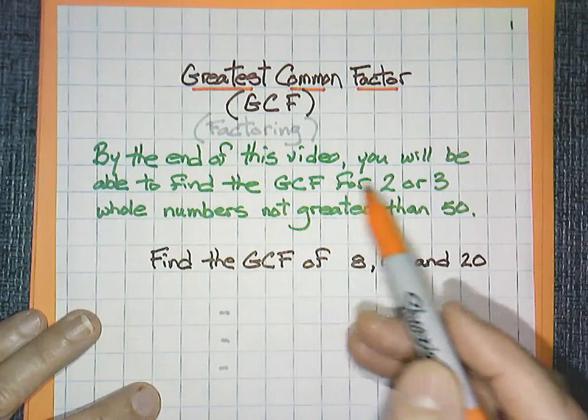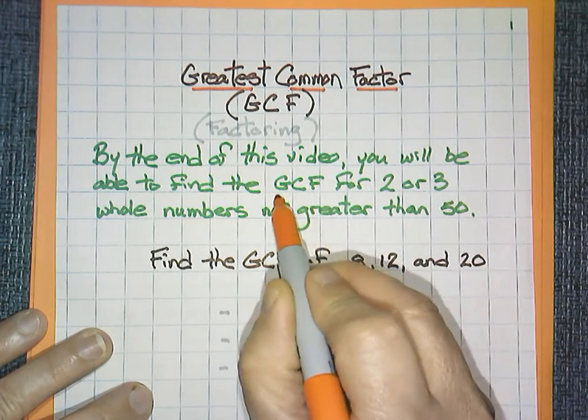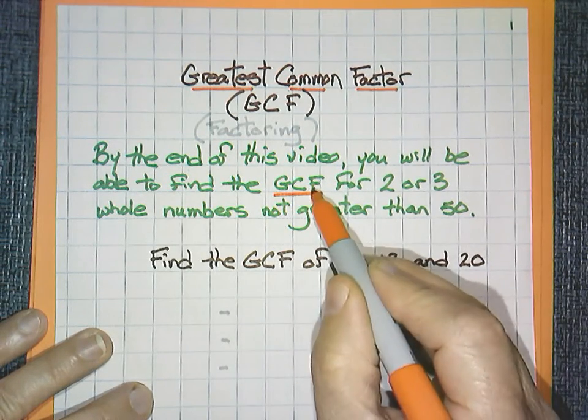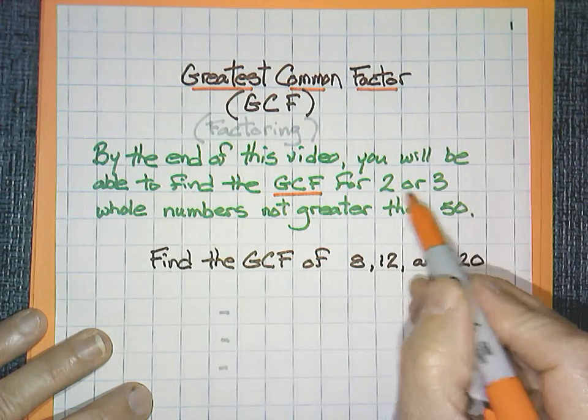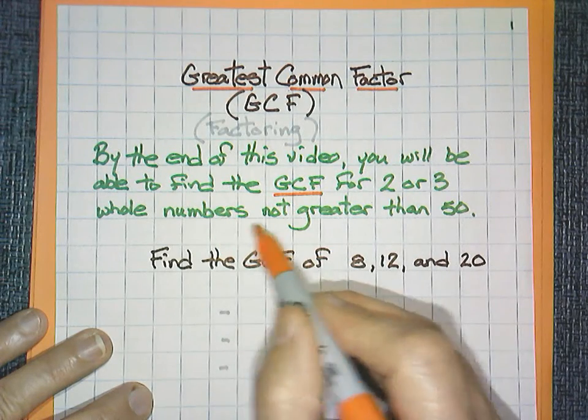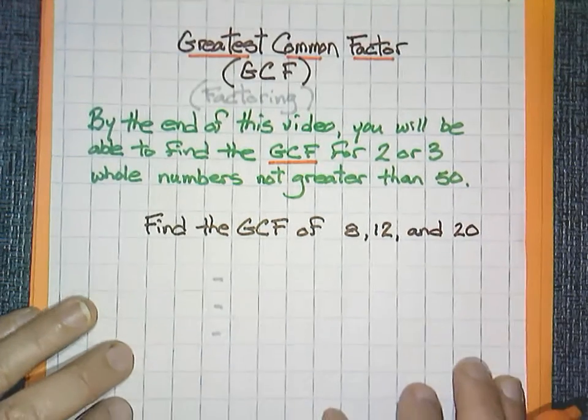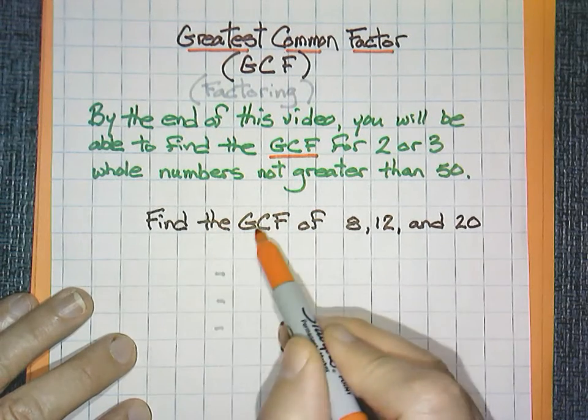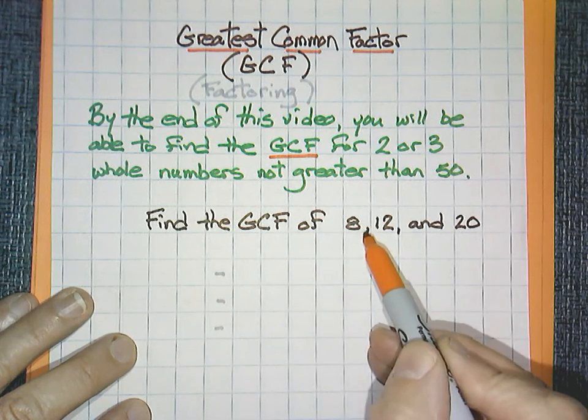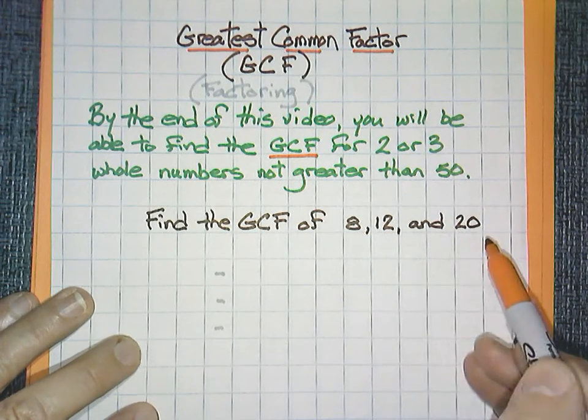By the end of this video, you will be able to find the greatest common factor for 2 or 3 whole numbers not greater than 50. Let's get started. Find the greatest common factor of 8, 12, and 20.